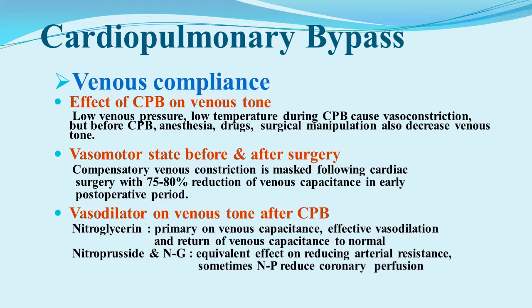Vasodilators of the venous tone after cardiopulmonary bypass: nitroglycerin acts primarily on the venous capacitance, effective vasodilatation, return of the venous capacitance to normal. Nitroprusside and nitroglycerin have equivalent effect on reducing the arterial resistance. Sometimes nitroprusside reduces the coronary perfusion.